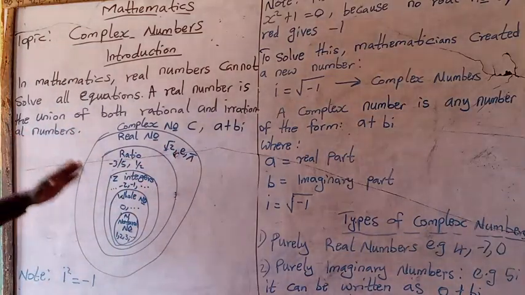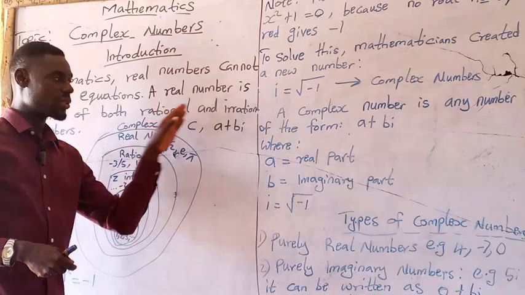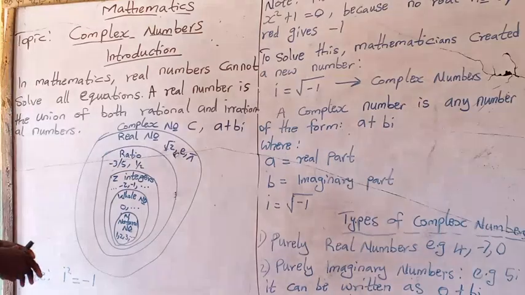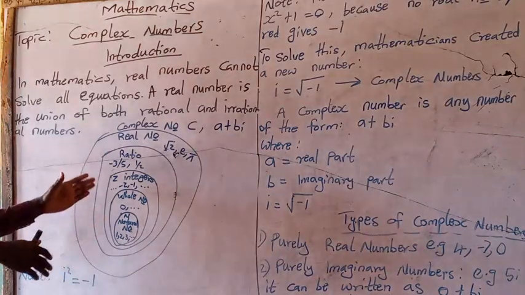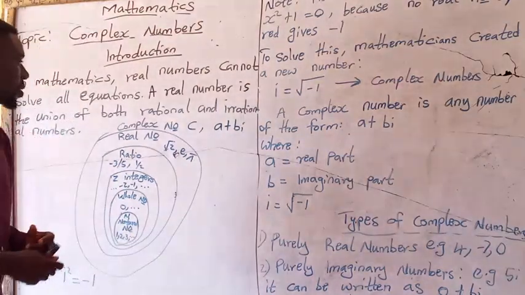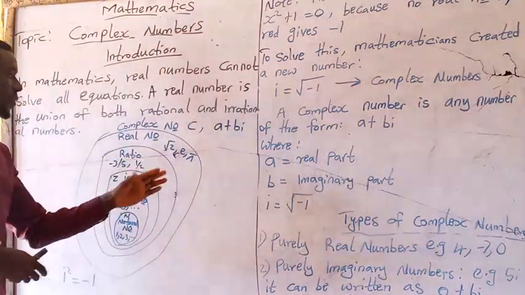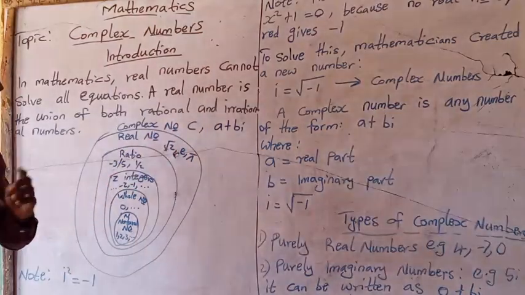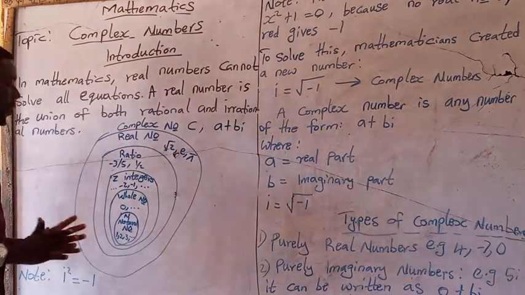Now, in my previous video, I talked about how to convert from rational to irrational and from irrational to rational. Your rational numbers can be your whole numbers or your fractions, while your irrational numbers are those values like the square root of 2. It will give you point something.